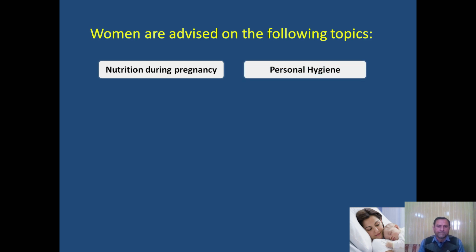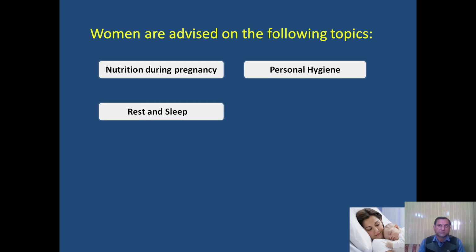Then personal hygiene, obviously, cleanliness is very important. She has to maintain cleanliness, take regular baths if she can, especially take care of the intimate areas and the breast, which she will use to breastfeed later. Its hygiene has to be maintained. Then rest and sleep is important. Ideally, they should take 8 hours of night sleep and 2 hours in the day would be reasonable. They should take adequate rest.